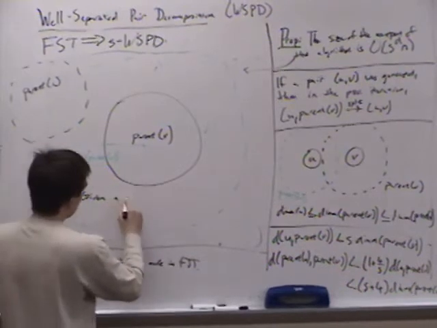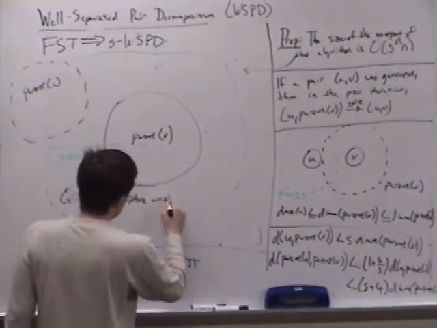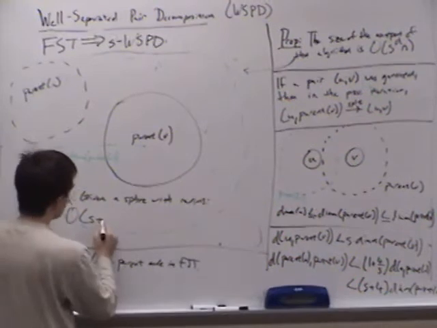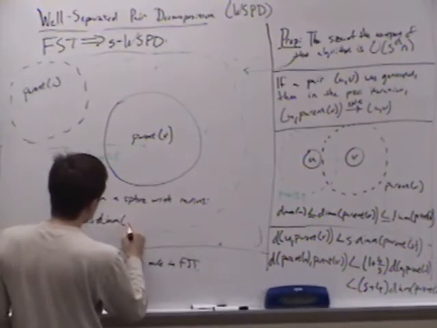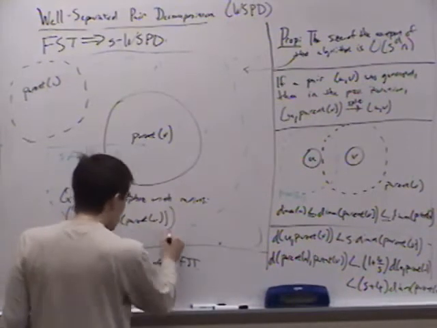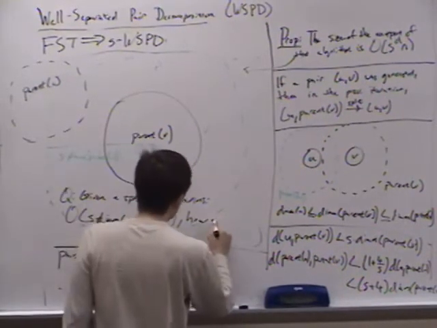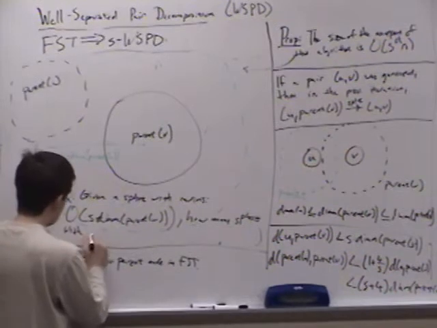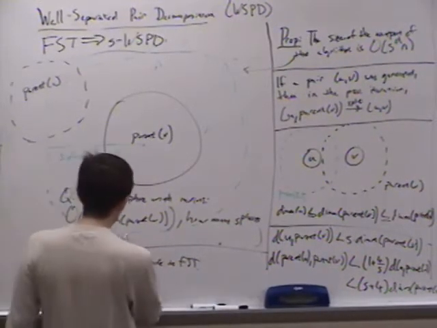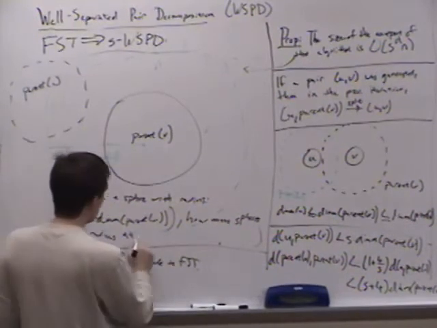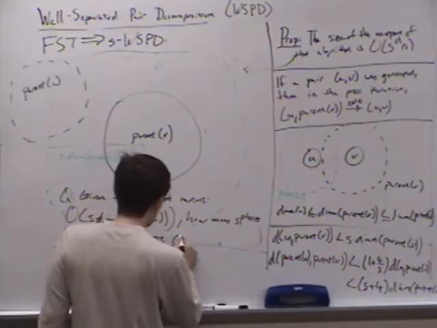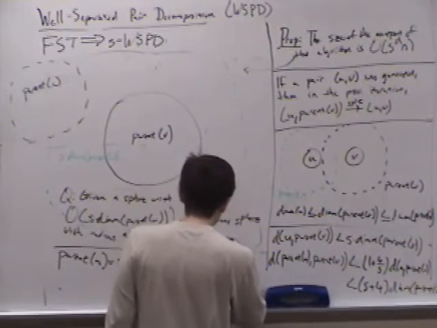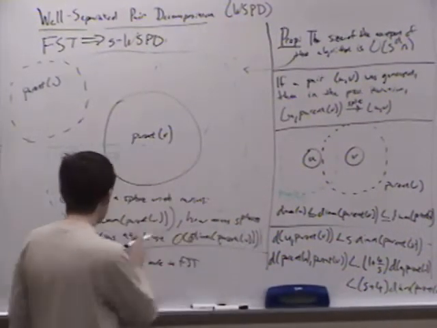So here is sort of the question. Given a sphere with radius on the order of s times the diameter of parent of V, how many spheres with radius at least on the order of the diameter of parent of V can we stuff into it?